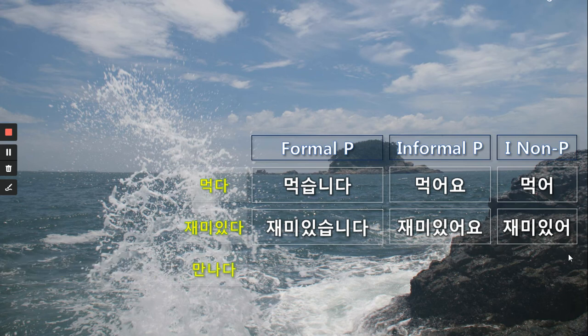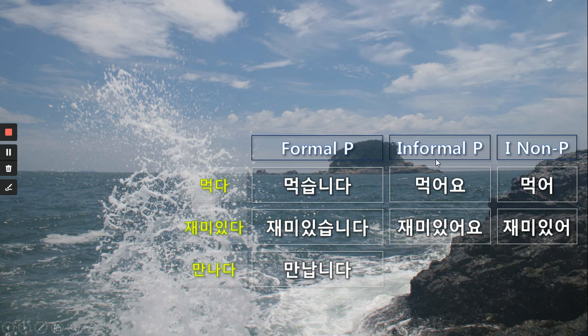만나다. To meet. Okay? 만나다. Root form is 만나, no 받침. So what do we need? ㅂ니다. So 만납니다. As I said, this pronunciation changes. So 만납니다. 저는 친구를 만납니다.